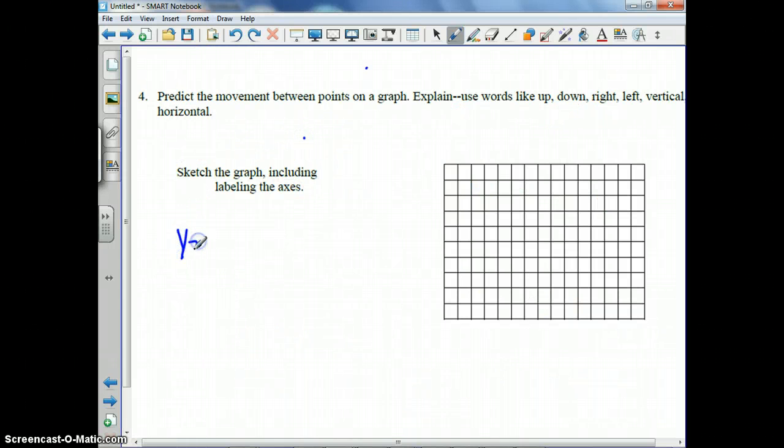I'm going to write that here. What it's telling you to do is predict: whenever I draw my line, how is it going to move? That's what you're predicting. So maybe up, I heard. And how much up? How much right? How much left?